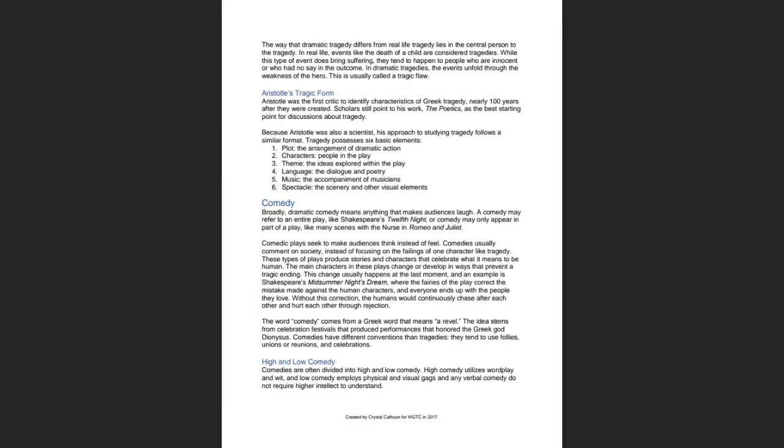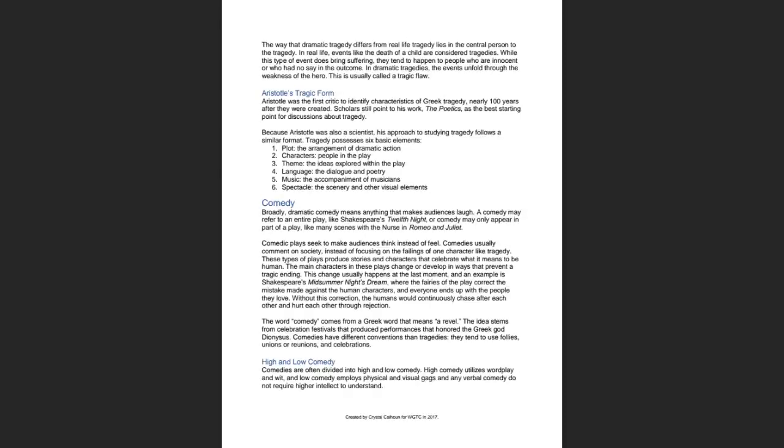A comedy may refer to an entire play, like Shakespeare's Twelfth Night, or comedy may only appear in part of a play, like many scenes with the nurse in Romeo and Juliet. Romeo and Juliet is hysterical, but it is considered a tragedy. The first half of it in particular, I laugh so hard that I get tears in my eyes sometimes if they do it correctly.